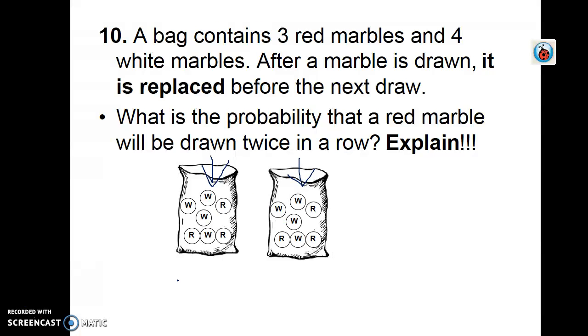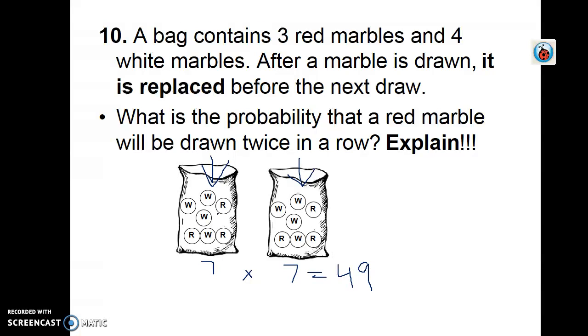Now, one way to get that would be to create a tree diagram. But if you create a tree diagram for this, remember there's 7 things in this bag, because I can't just say red and white. I need to list all 3 red and all 4 white because they're not equally likely. So there's 7 things in this bag, and there's 7 in this bag. So if I found a tree diagram, there's going to be 49 total outcomes. That's going to be really ugly. That's going to be a really ugly tree diagram. It's really complicated. But let's try this more easily.